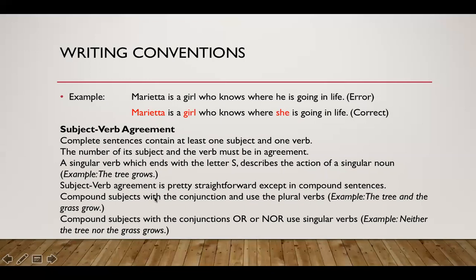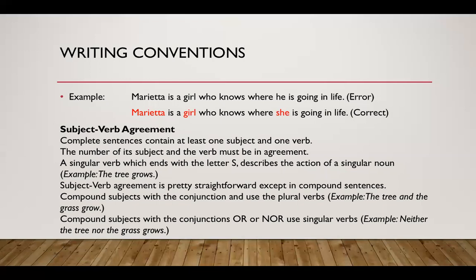So it's kind of like there's lots of different exceptions to the rule in English, and this is just one of those things that you have to kind of memorize. Compound subjects with conjunctions or nor use singular verbs.